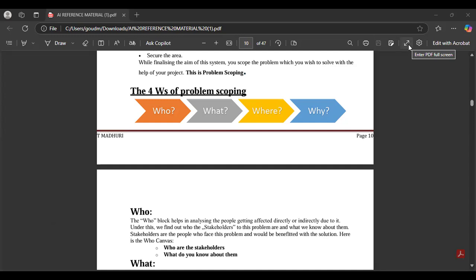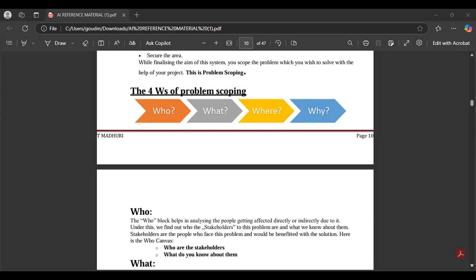The first stage is what? The problem scoping. In the problem scoping, we are going to identify the problem and come up with a solution for that problem. This is done by using a few steps. That is what? The 4 W's. This is very important, children. There is a scope for asking 4 marks from the 4 W's, right? Who, what, where, why.